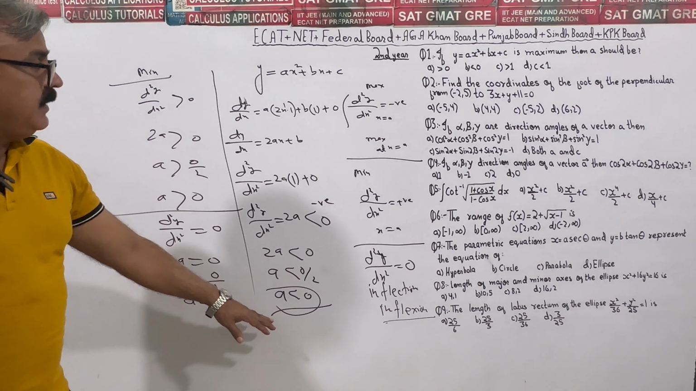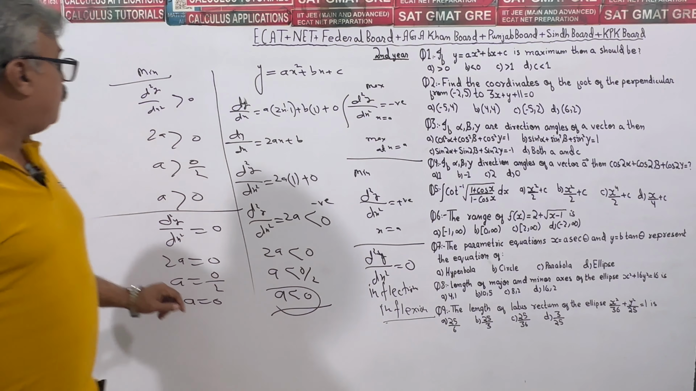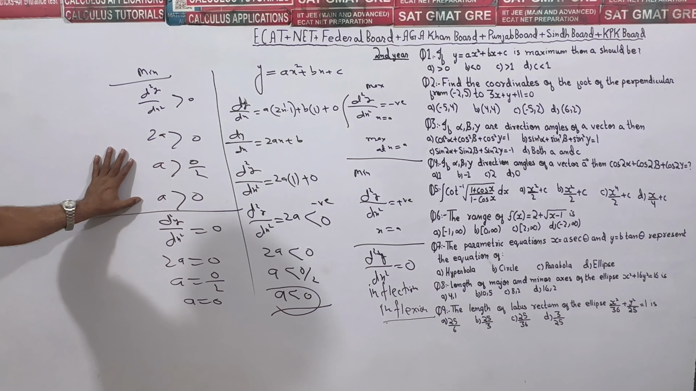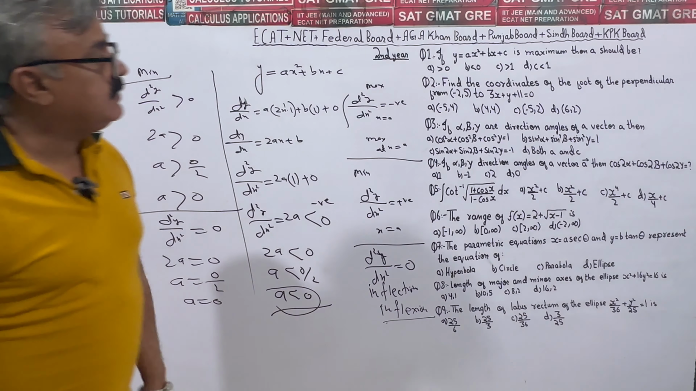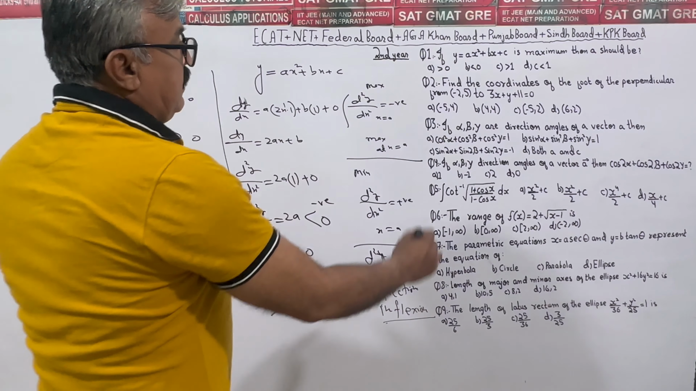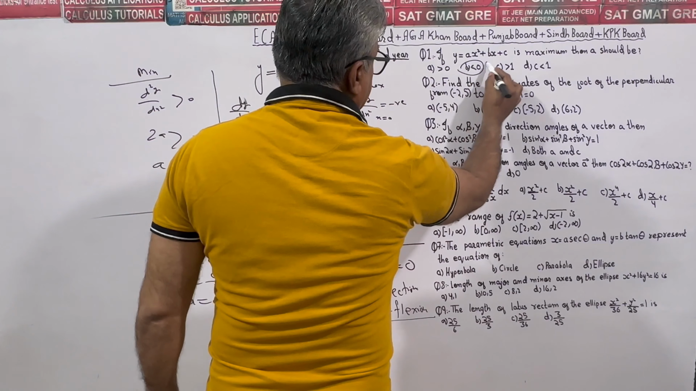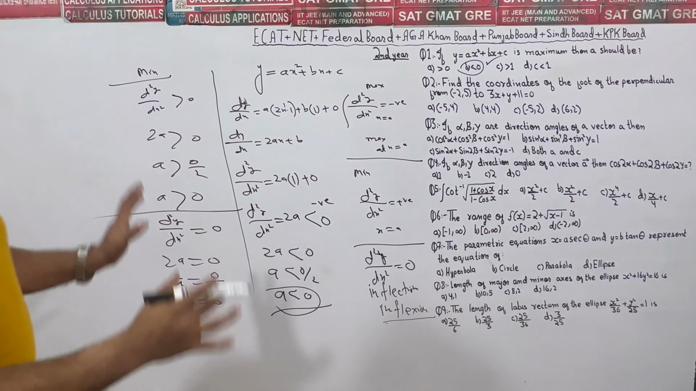For maximum, a must be negative. For minimum, a must be positive. And for point of inflection, a is equal to 0. In that question, we have been asked to find max. Max means a must be less than 0. That's our required option in that case.